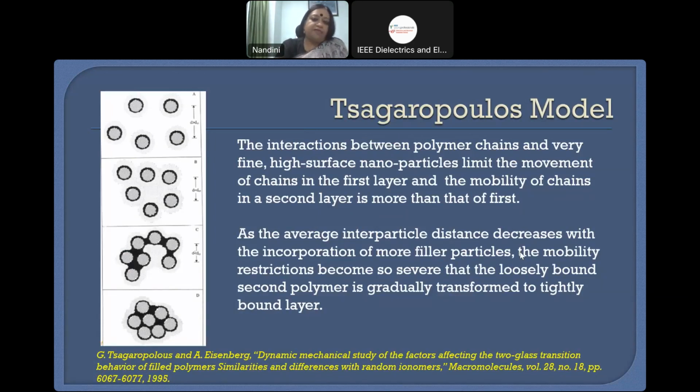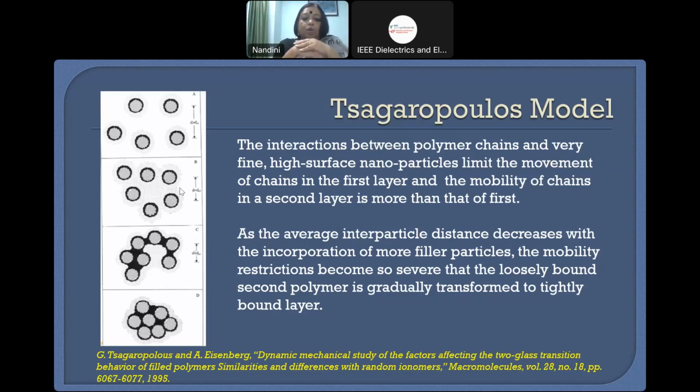The second model that we have is the Sagaropoulos model. In this, the idea is that around every particle, you have polymer chains whose interactions with the surface of the nanoparticles are very tight, so the mobility is affected. This is the first layer, which is seen by the black region surrounding the particles in the picture. And if you can see, there is a grayer region around the particles, which is the second layer. In the second layer, the polymer chains retain more of their mobility.